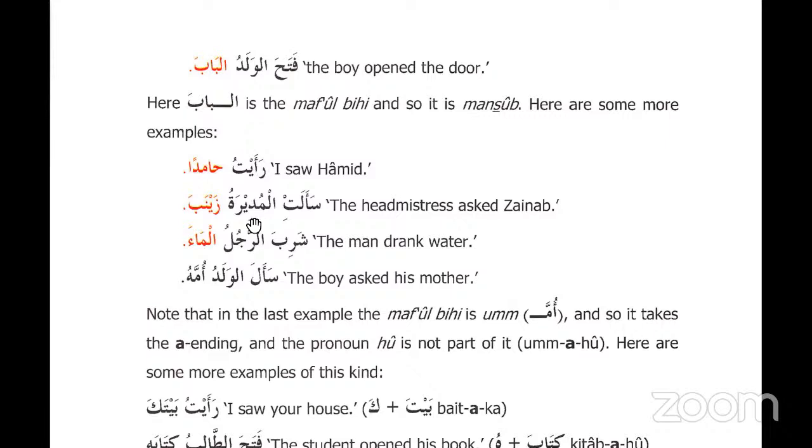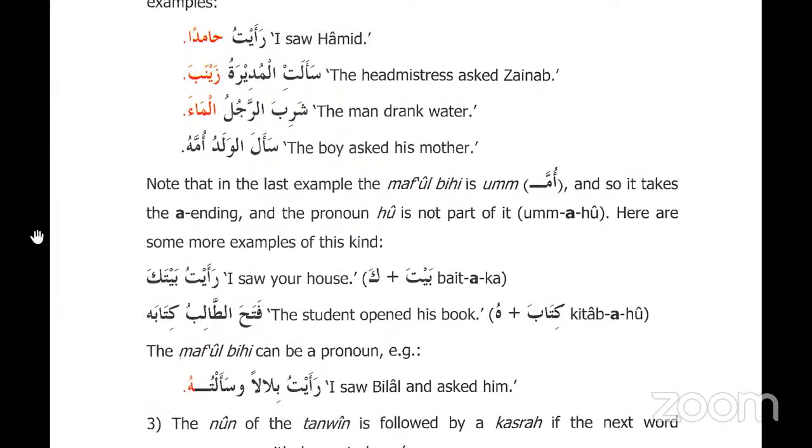Baitaka. So, yeah. Fataha talibu kitabahu. The student opened his book. Kitaba plus who? Okay. The maf'ul bihi can be a pronoun. Example given: Ra'aytu Bilalan wa sa'altuhu. I saw Bilal and asked him.